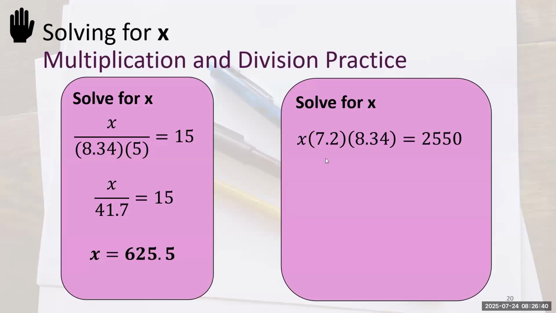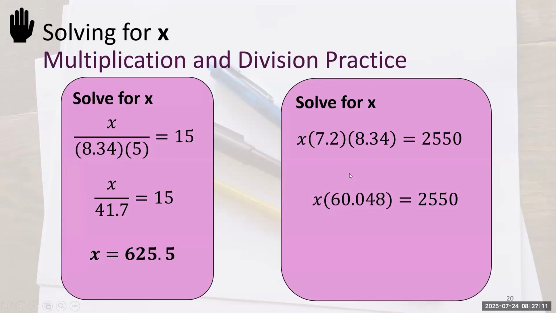Okay, let's take a look here. So in this equation, kind of similar to the one that I just showed on the left-hand side, it's going to help us a little bit to simplify this whole process if we go ahead and just multiply those two numbers together that we have that are both in parentheses. So we'll multiply that 7.2 times 8.34 just to start. And so then if we do that, we've got x times 60.048 equals 2,550.